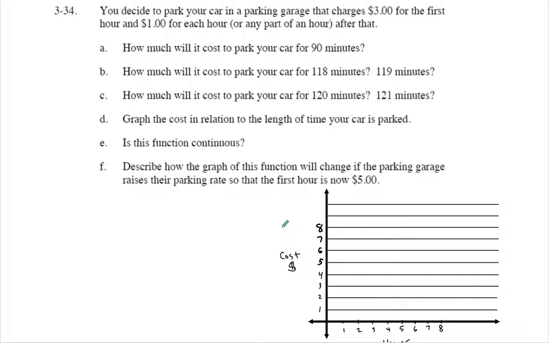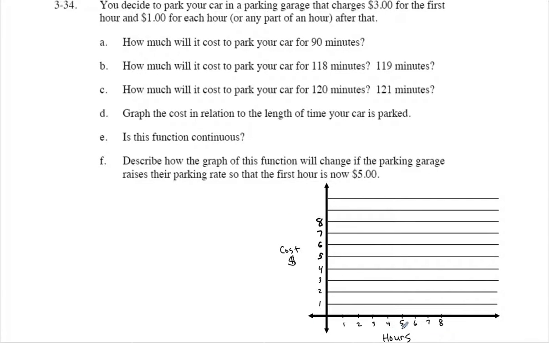You'll see my graph down here, I've got hours marked as my x-axis. That's our independent variable, and our cost is going to depend on the number of hours we're using the parking garage. So it says it charges $3 for the first hour, which means if we've parked for 0 hours, we would be at 0. So I would want to put an open circle in here.